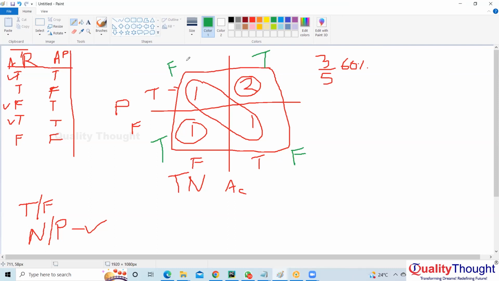Now, next is negative and positive. Negative or positive is always based on what you predicted. So this is true. What did I predict here? False. So it is your negative, TN, true negative. Here we're predicting true, so positive.